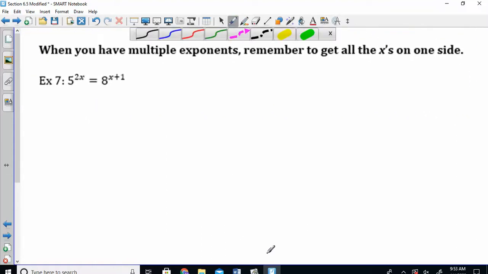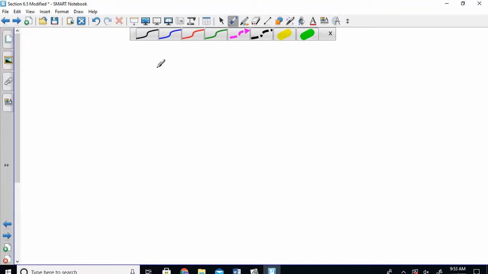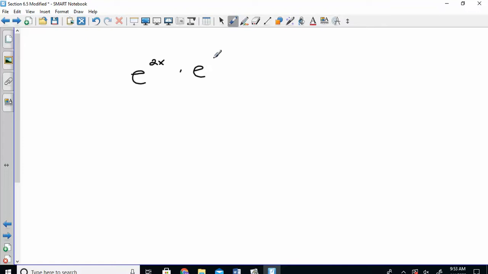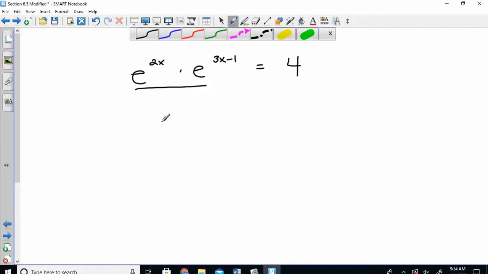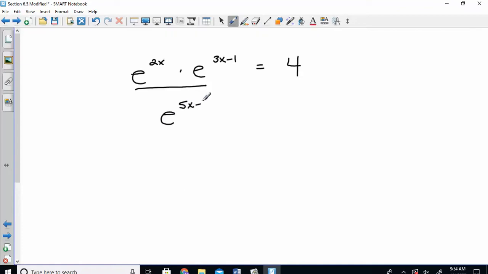I got a question. Is the e any different? No, we just added a natural log. So that's the ln. And the reason, if I said like e to the 2x times e to the 3x minus 1 equals 4. So first you combine these. If they're multiplied, what do you do with your exponents? So we get e to the 5x minus 1 equals 4.